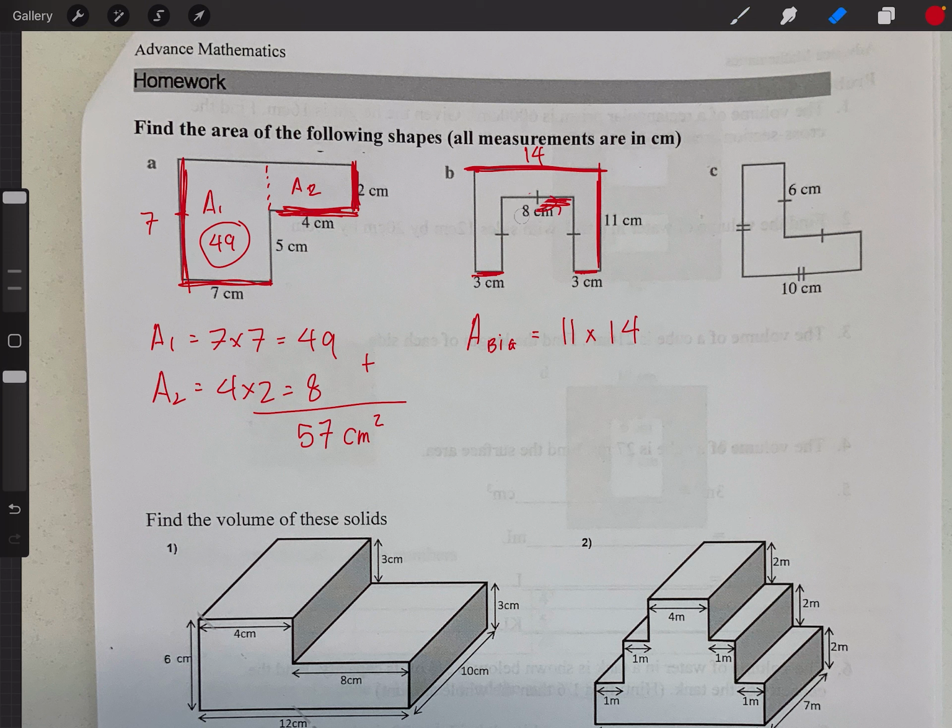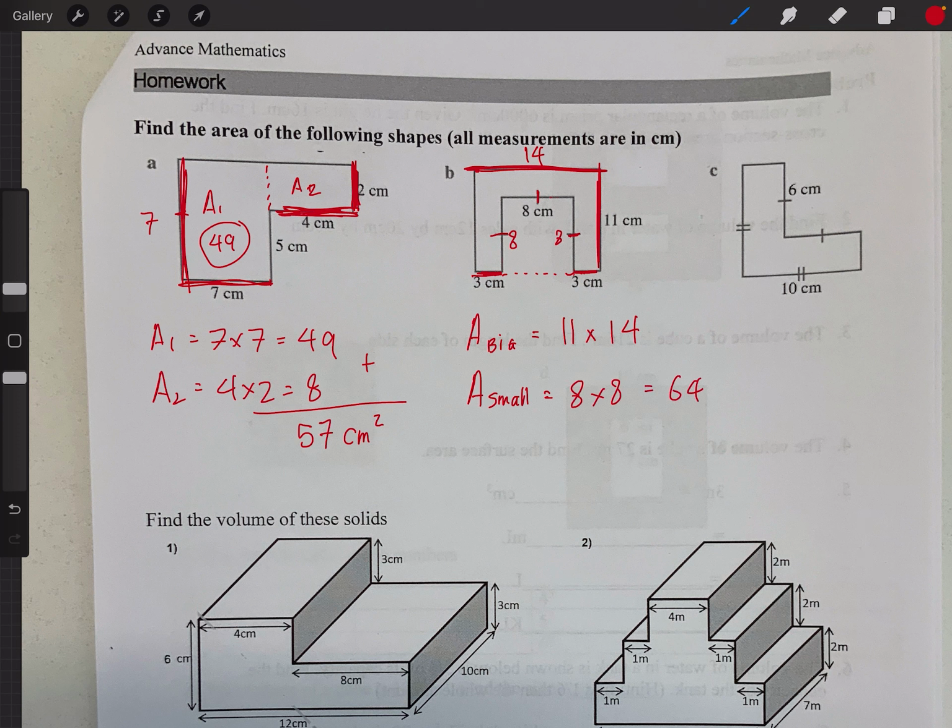Now, to find the area of this square here, well, we can tell it's a square because the length and the width are the same. And you can tell they're the same because they've got that dash in the middle. So if that's 8, this must also be 8, and so on, okay? So the area of the small piece is equal to 8 times 8, which equals 64.